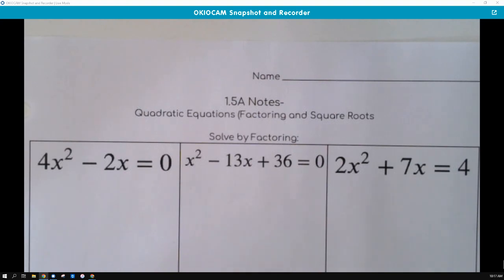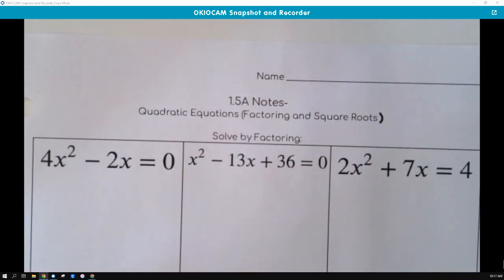So first things first, looks like I forgot to close my parentheses. So close your parentheses. All right, we are going to spend the next 2 days on solving quadratics.